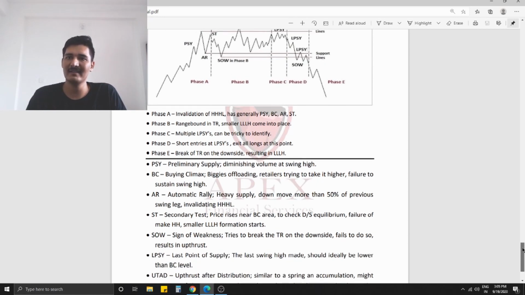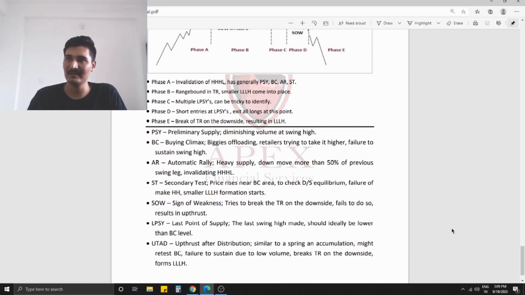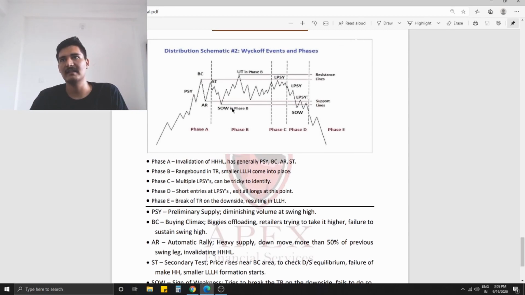The price rises near the buying climax area to check the demand supply equilibrium. Then it observes failure to make higher high. Smaller lower high formation starts as we enter the phase B. Then we have the SOW in this case, or the signs of weaknesses, where every time it is entering the low points of the AR, the retail participants are trying to drive it higher, but they cannot do that.